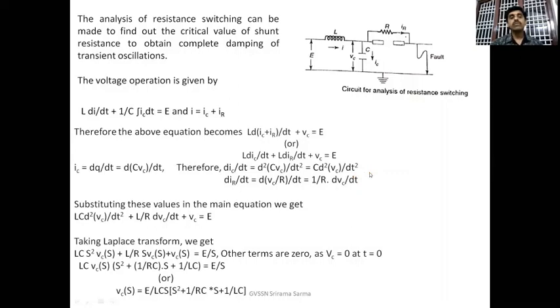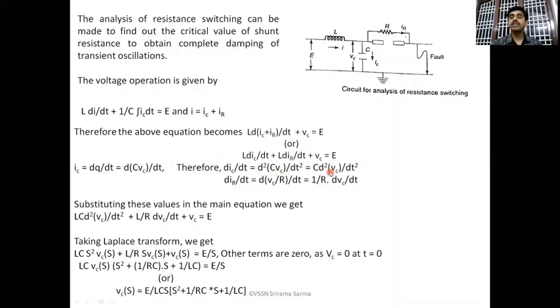So therefore, the above equation becomes L into I, we can write IC plus IR, L d(IC plus IR) by dt plus 1 by C integral IC dt, which is the voltage across the capacitance VC, is equal to E. Or we can write L into dIC by dt plus L into dIR by dt plus VC equal to E. We know that IC is equal to dq by dt, where Q is equal to C into VC. Therefore, we can write dIC by dt is equal to d square CVC by dt square.